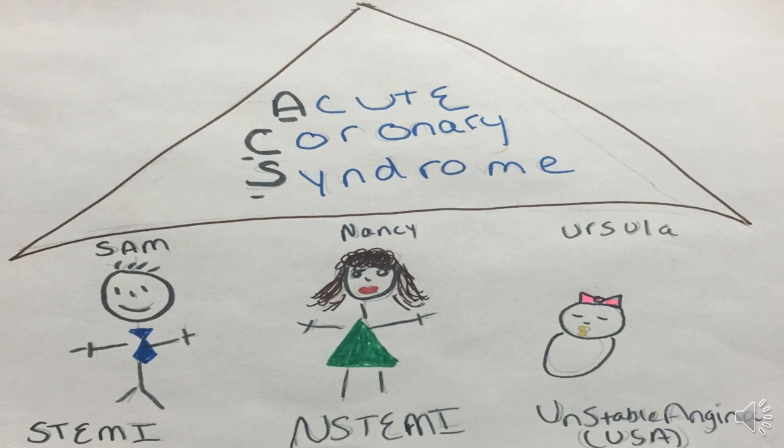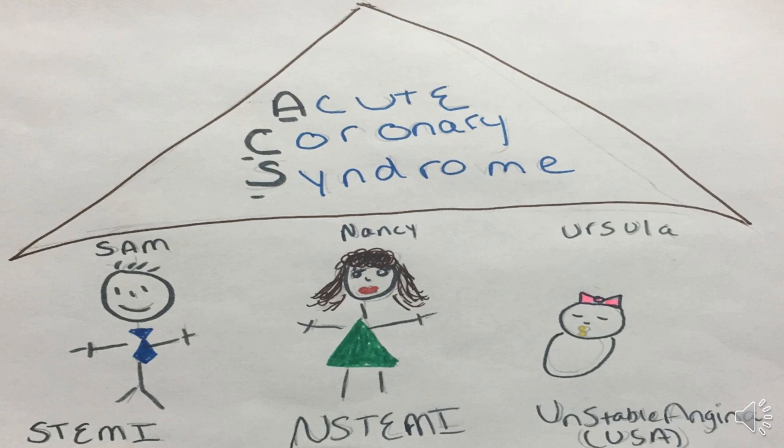Acute coronary syndrome is sudden reduced blood flow to the heart. You have a patient with some type of ischemia, something that's causing decreased blood flow to the heart, but you don't know what it is. So think of acute coronary syndrome as the roof. And within the roof there is the house. Within this house are family members. Now there are different family members.